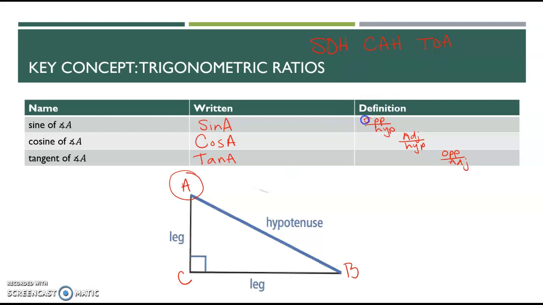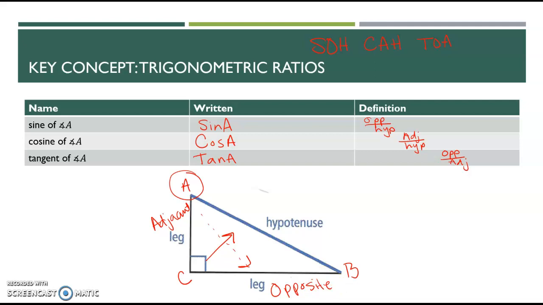Now, how do we know what's opposite and what's adjacent? Hypotenuse is always across from that right angle. That one is always hypotenuse. But it matters what angle we're looking from. Since we're at A, this leg here is my adjacent leg, because it is next to the angle I'm working with, whereas the leg clear over here is my opposite leg, because it is on the opposite side of the triangle.